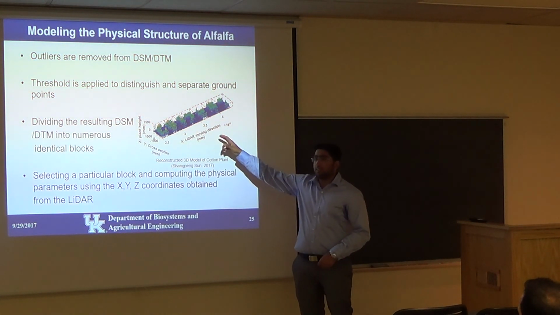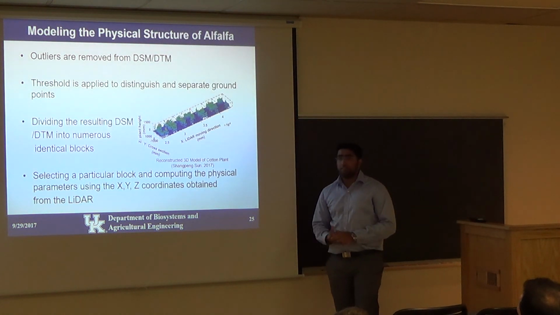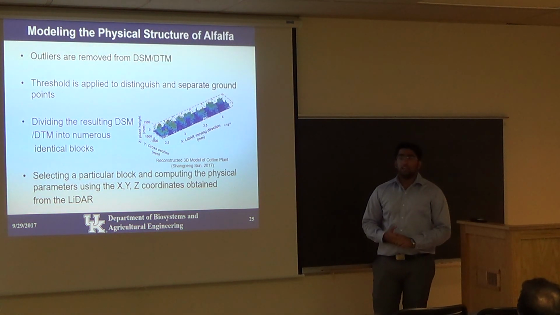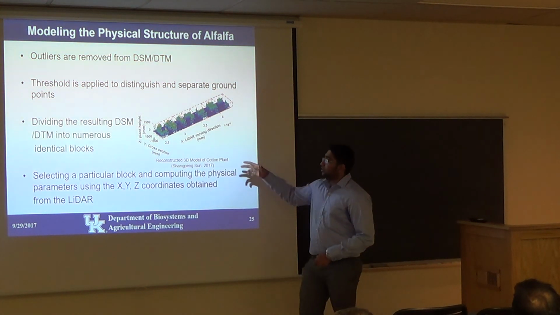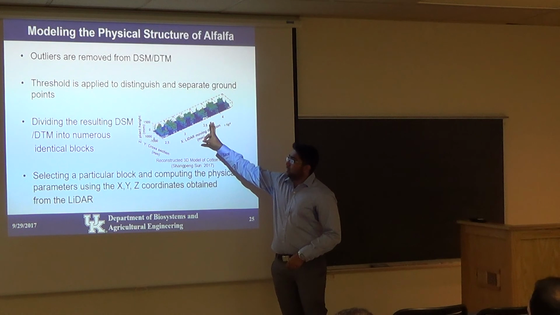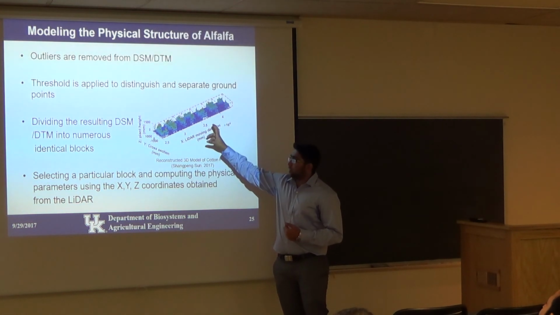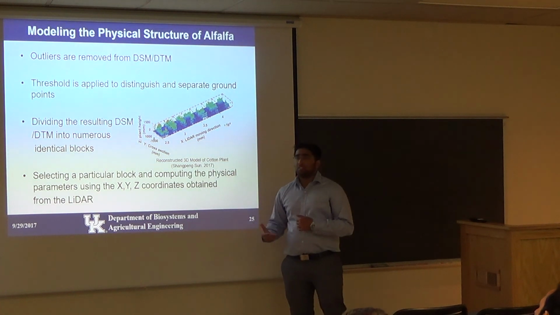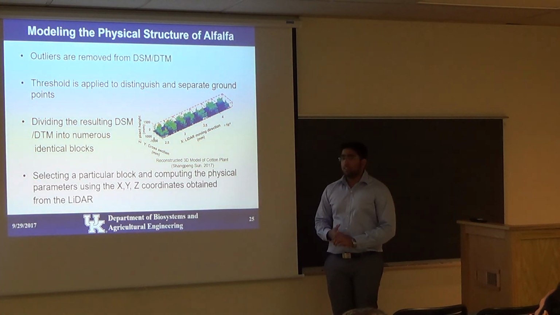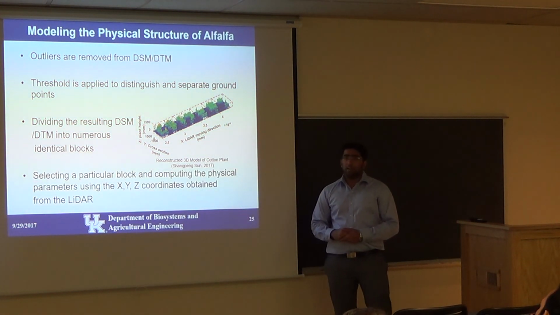This is basically taken from a similar paper, but they didn't include any disturbances. They put the system on a tractor and ran it at 3 to 5 meters per second, and they didn't account for any disturbances. But this is what you get, similar to it. So you divide this into numerous blocks of DSM and DTM and measure each plant's height. You can measure each plant's physical parameters from the XYZ coordinates you obtained before.